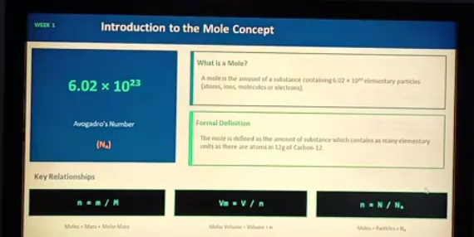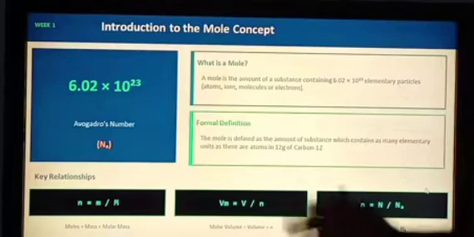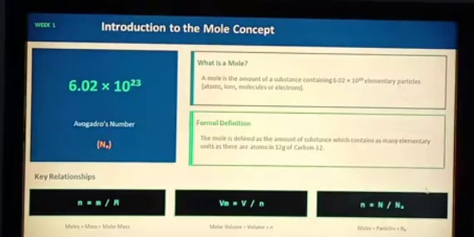Now, the mole is basically concerned with the amount of particles present in a substance. That's what mole is basically concerned with, the amount of what? Particles present in a substance. Or you could say mole is a measure of that substance. Each mole contains 6.02 times 10 to the power of 23 atoms, like you can see on the screen.